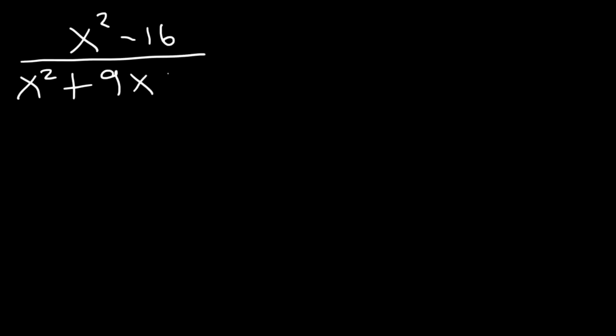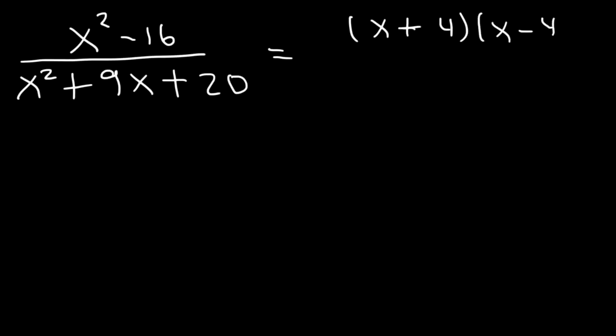Here's another example. x squared minus 16 divided by x squared plus 9x plus 20. So what do you think we need to do in this problem? Your goal is to factor completely as possible and cancel. We know how to factor x squared minus 16 using the difference of squares technique. It's going to be x plus 4 and x minus 4. You just got to take the square root of x squared, which is x, and the square root of 16, which is 4.